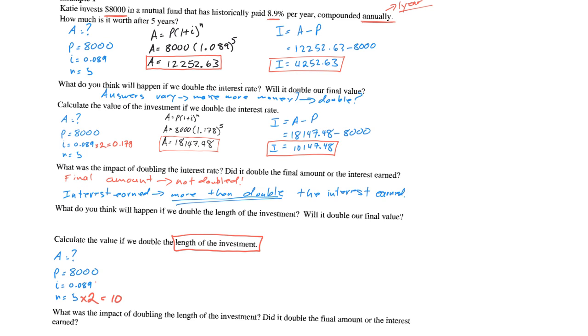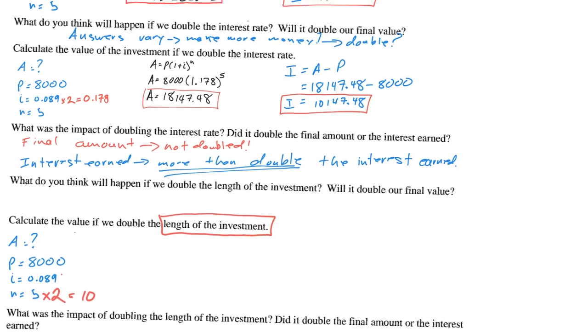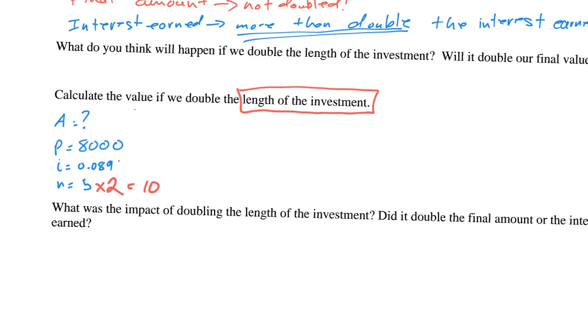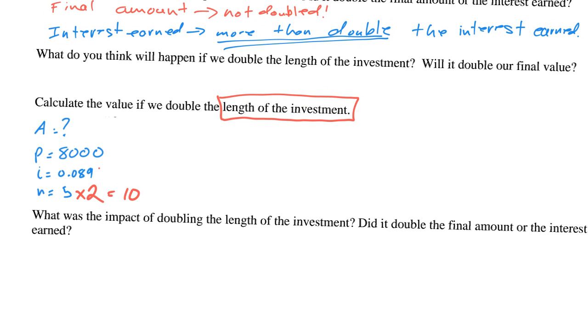What do you think will happen? And then we'll make sure that we calculate the interest for that and see what happens. So let's ask ourselves, what do you think will happen if we double the length of the investment? Just write down your ideas. Do you think it's going to double? Yes or no? It's up to you. Do you think the money's going to double or not? All right, now let's show the calculation for this.